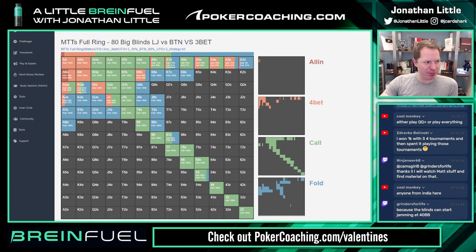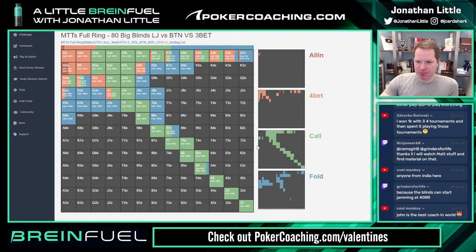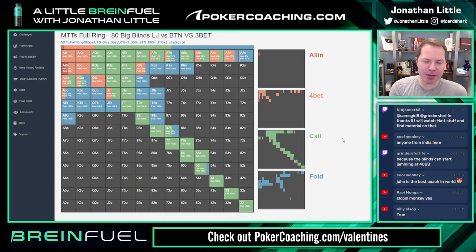Okay, we have a bunch of colors here. We have all in with basically ace king only. 4-bet small, not all in. All these hands in red, the nuts and blockers. Call the hands in green, fold the hands in blue. Okay? So, notice that our 4-betting range is very, very, very polarized.